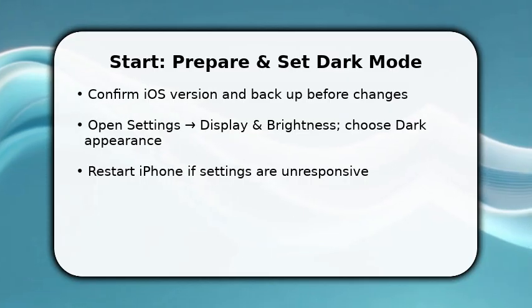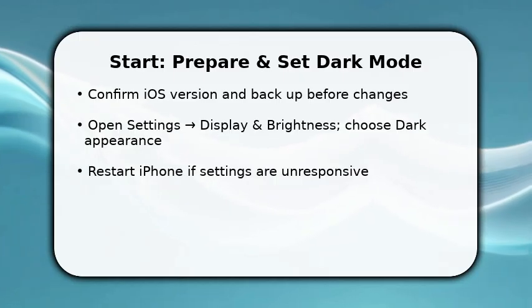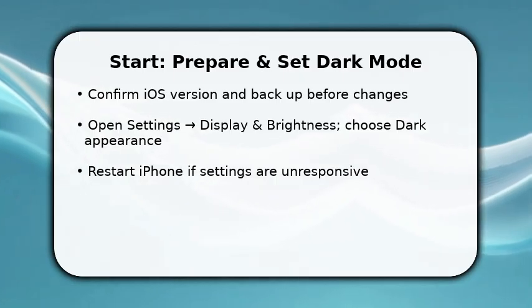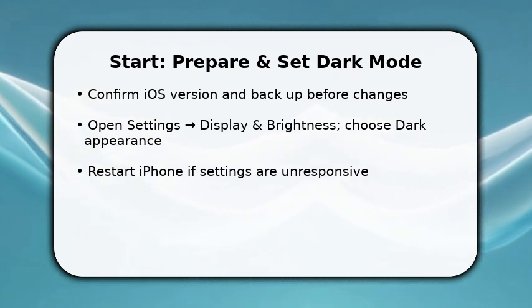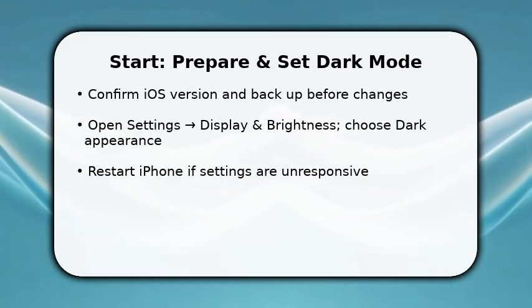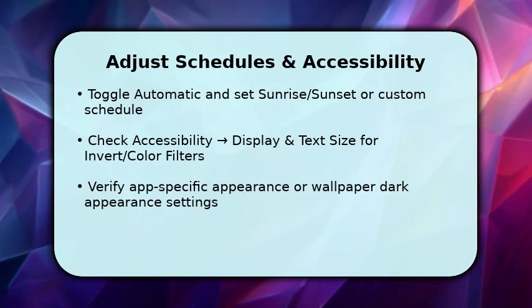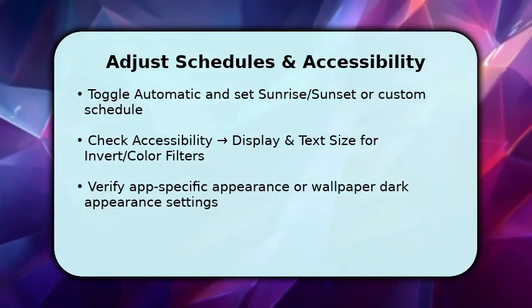That clears temporary glitches. You're changing the global appearance here, which affects system apps and many third-party apps that follow iOS appearance settings. Next, refine behaviors that override dark mode. In Display and Brightness, enable Automatic and choose Sunrise/Sunset or a custom schedule so appearance switches on time. This prevents unexpected light mode.